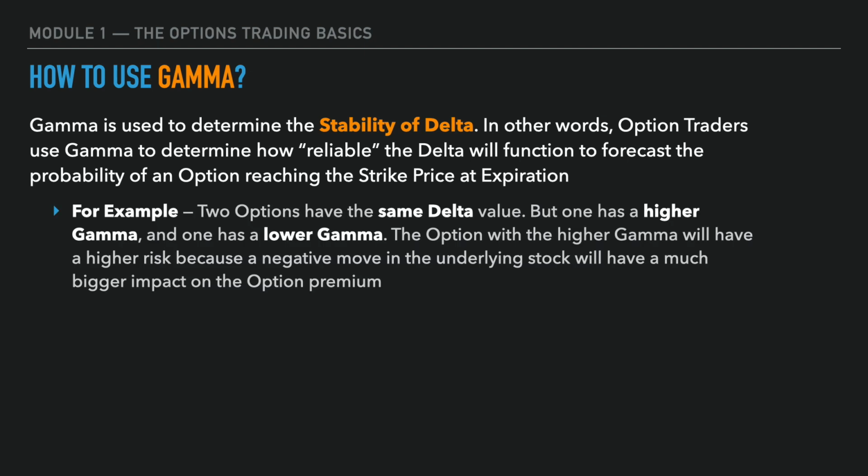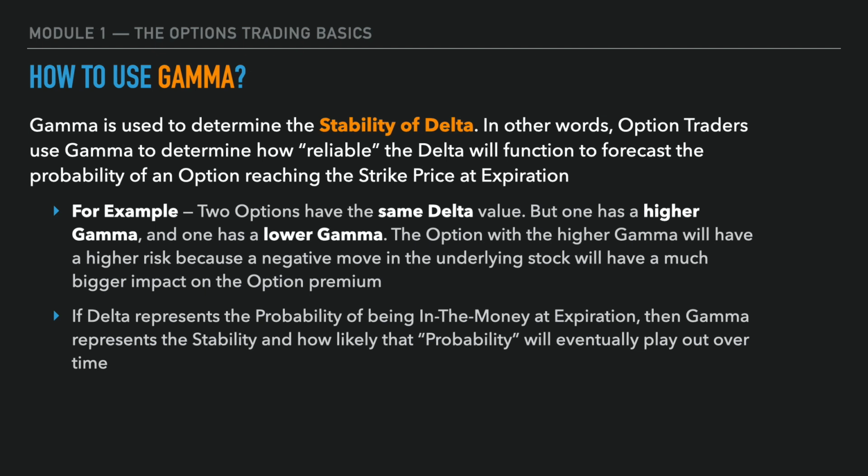For example, there are two options that have the same delta value, but one has a higher gamma and one has a lower gamma. The option with a higher gamma will have a higher risk because a negative move in the underlying stock will have a much bigger impact on the option's premium.